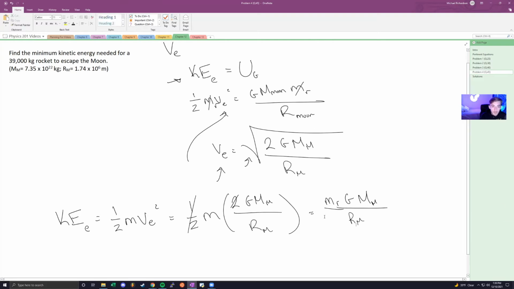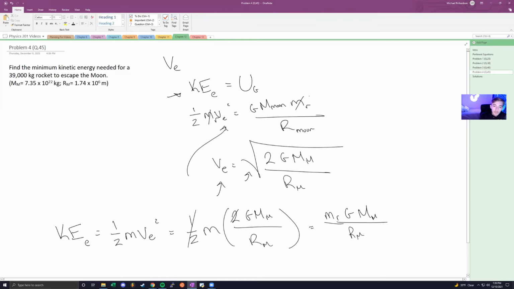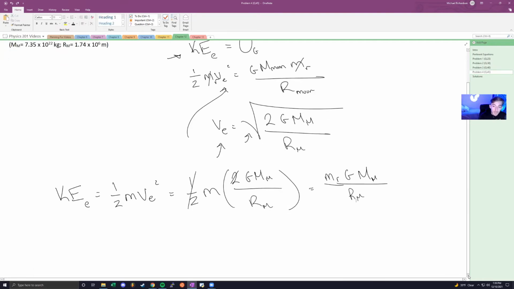And I want to make a note, just because I kind of remembered this. When I said that we're going to cancel out the mass of our rocket and that doesn't really matter, this is specifically for solving the above in terms of our escape velocity.